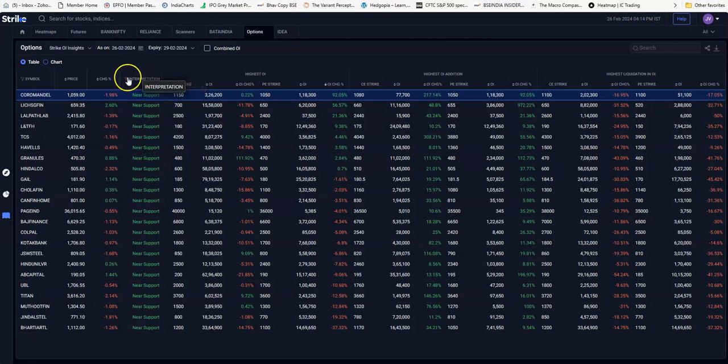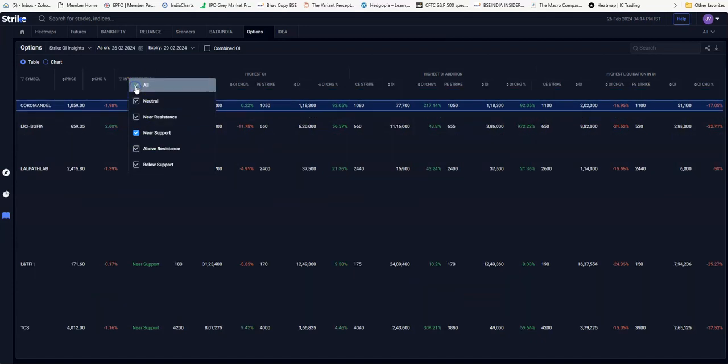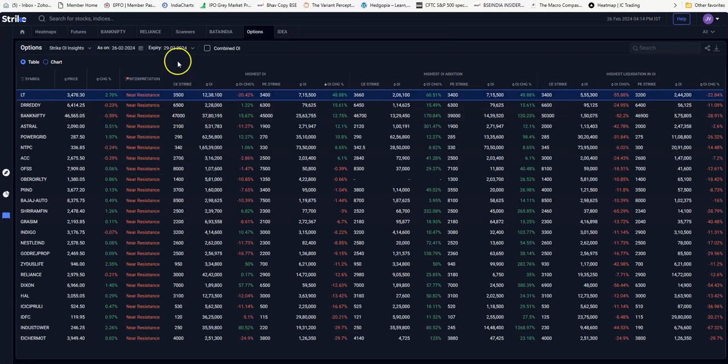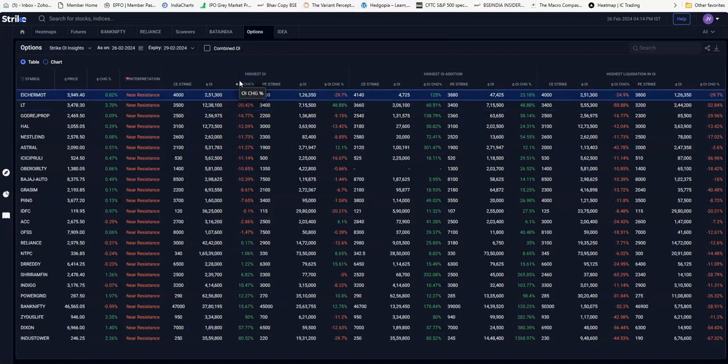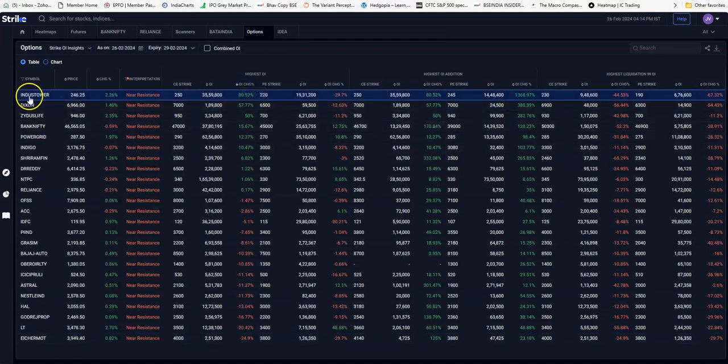Similarly, if the market is going down, then you might want to find the stocks which are near the resistance level, and for that I will click on near resistance level. Again, I can sort it based on the OI change. But over here, because you are looking at near resistance level, you would sort based on the call strike where there is the highest OI change. In that case, Indus Tower qualifies as the candidate where people think that the prices might not go above the 250 level, and that's where they have gone ahead and shorted the 250 call option.